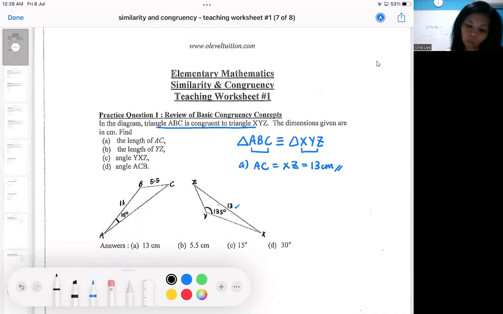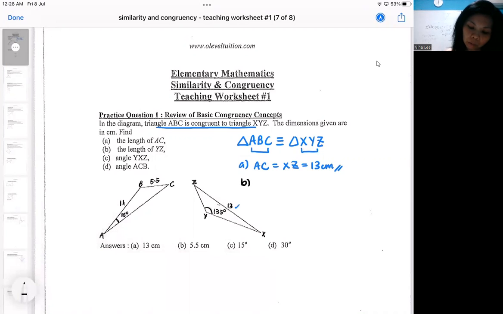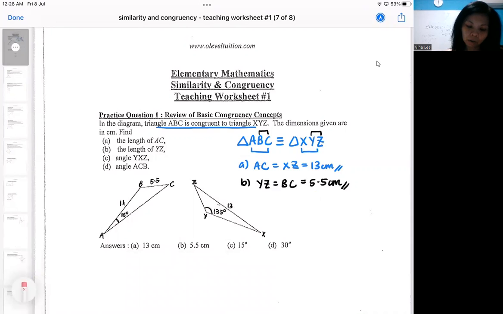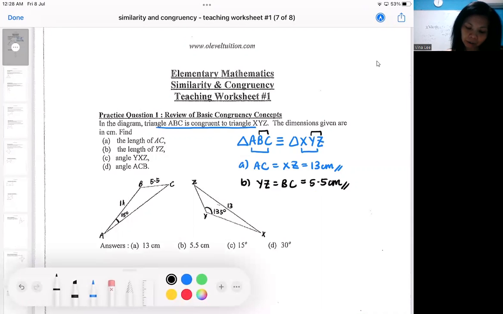So the next part, YZ. According to the congruency statement, YZ should be equal to BC. So you do the matching, you will get the answer. So that is the idea about the matching of length. Subsequent ones will be matching angles.